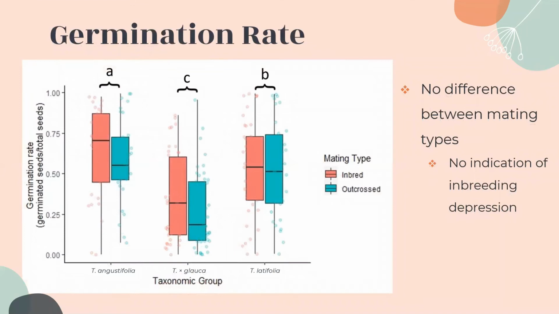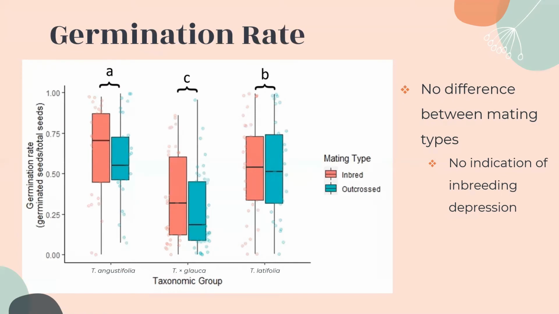There also were no significant differences between the inbred and outcross germination rates for any of the taxa. Looking at the graph on the slide again, we have angustifolia on the left, hybrid in the middle, and latifolia on the right. And again, as you can see, the pink inbred and blue outcross values for each taxonomic group were not significantly different, therefore finding no indication of inbreeding depression for germination rate.